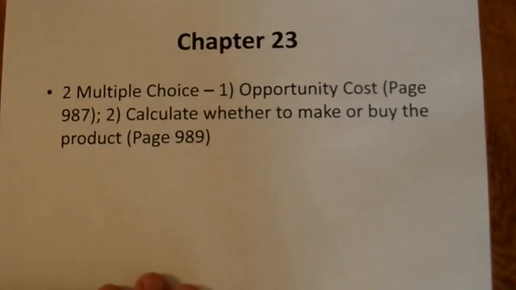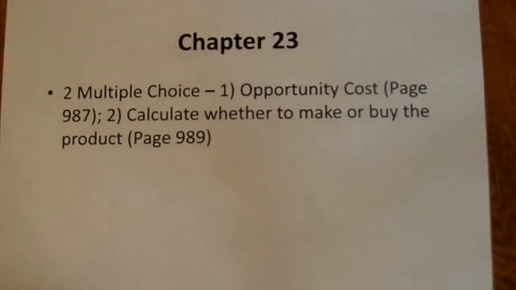Chapter 23, we have 2 multiple choice questions. One is the definition of an opportunity cost, and that's discussed on page 987. And then calculate whether to make or buy the product. So these are popular questions in the management accounting section of the book. Also a very easy to understand problem in real life. You're given some facts. Should you keep your factory and make the items? Or should you go ahead and close up your factory and just buy the items from someplace else?